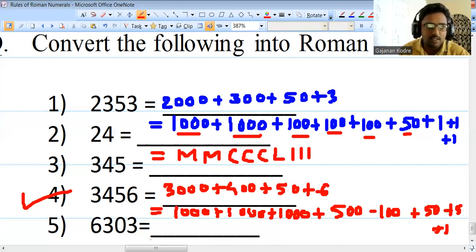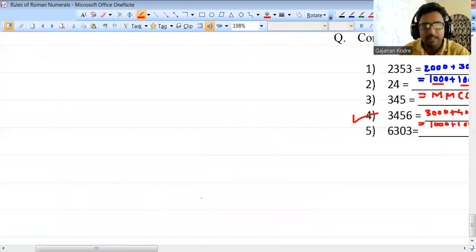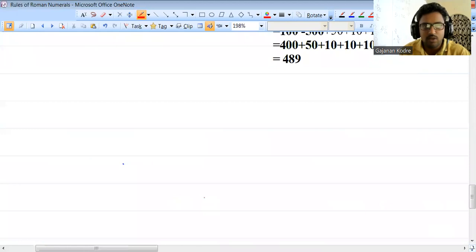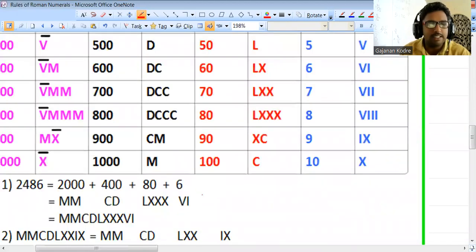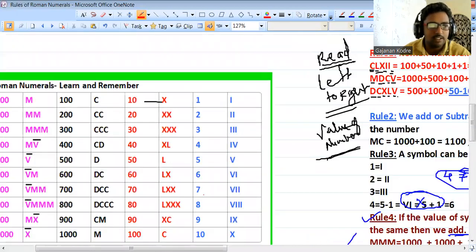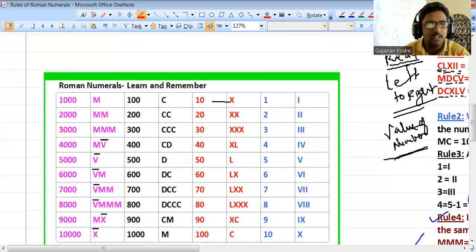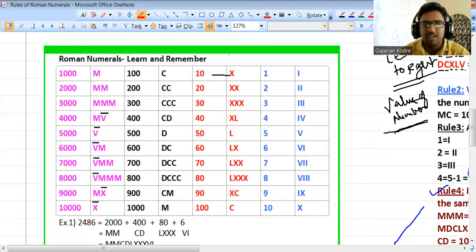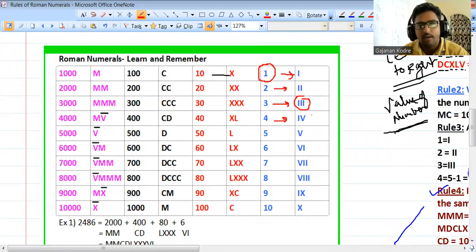Okay, what is the trick? Once you learn one table, it becomes very easy. What is the table? Here is the table: Roman numerals. This table you need to learn. Now see, we know I means 1, and for 2 it will be double I, for 3 triple I, and 4 is IV. How does 4 come? 5 minus 1, and 5 minus 1 is IV.